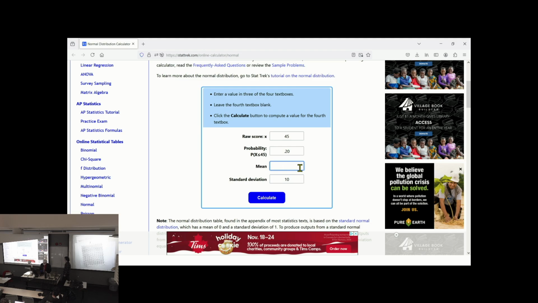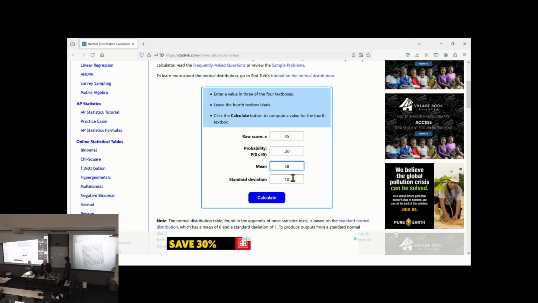Maybe I gave it a mean of, I don't know, 58. And if it was a mean of 58, what would be the standard deviation that had that probability of 0.2 being under 45, if the mean was 58? It would come back and say that standard deviation had to be about 15.45. Okay, so you fill in 3 of the boxes, it'll tell you what the value is for the 4th. So that's a nice thing to work with.